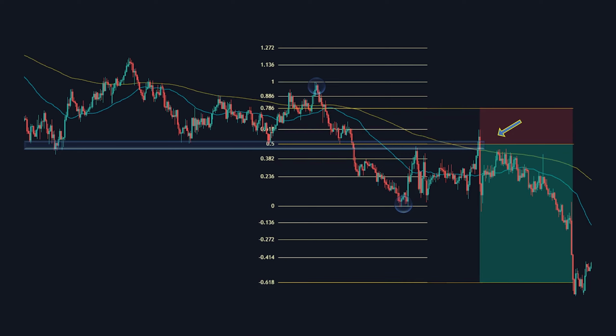Let's summarize how many confirmations we have. The first one is support and resistance. The second is Fibonacci retracement 0.5, and the third is price stands around 200 EMA.